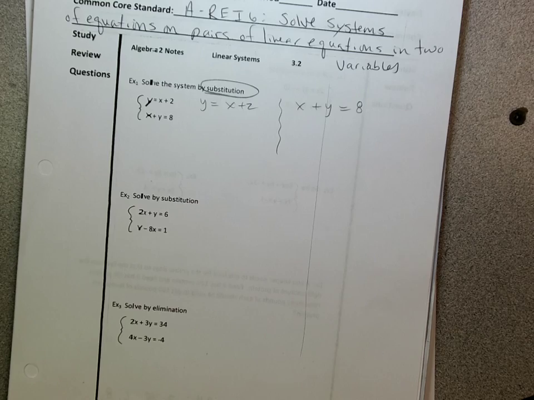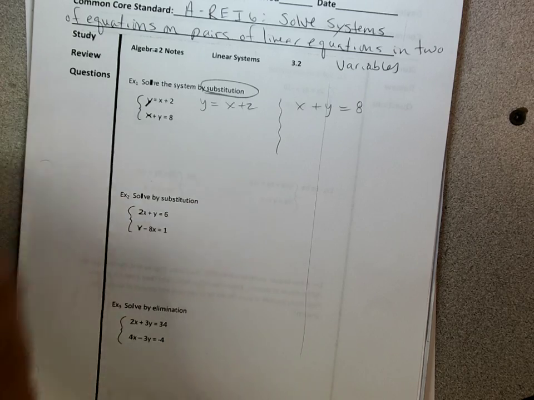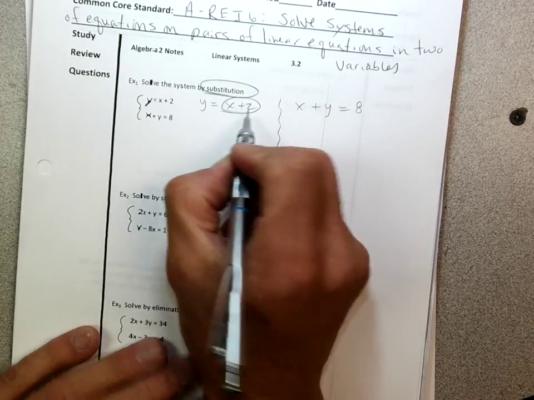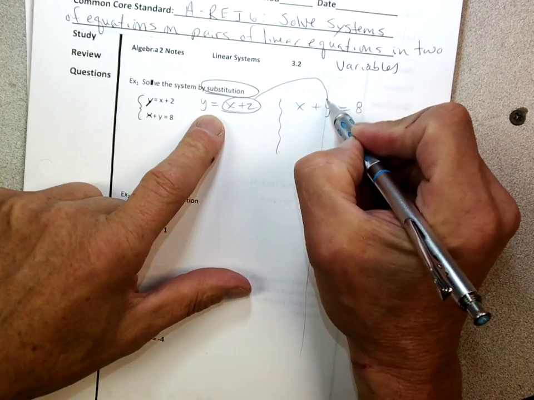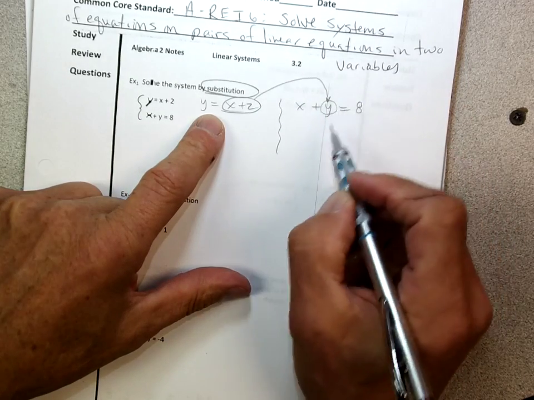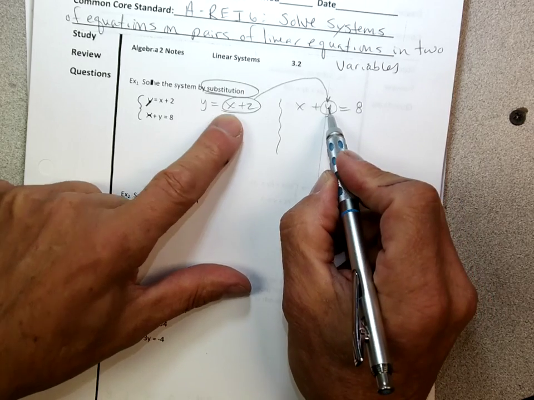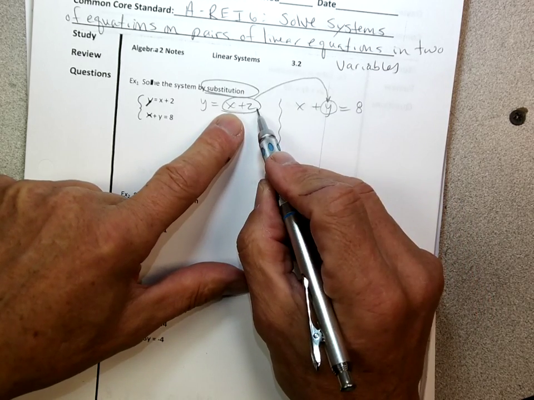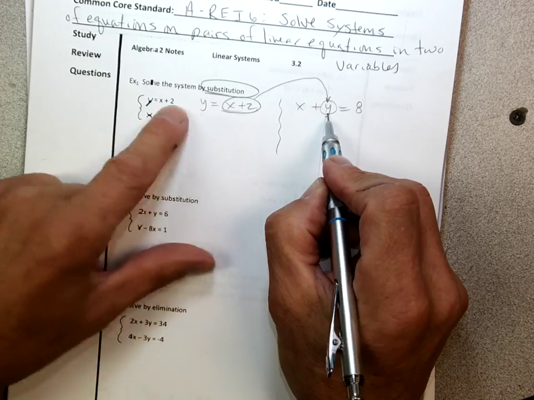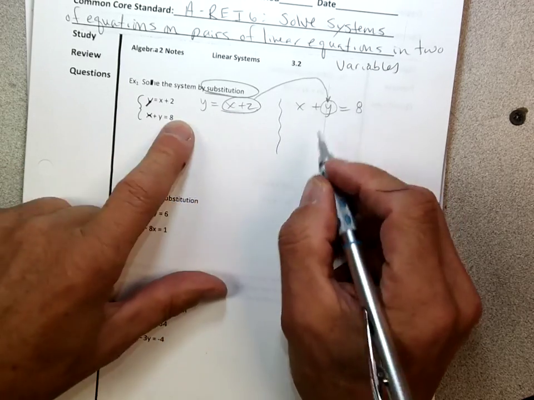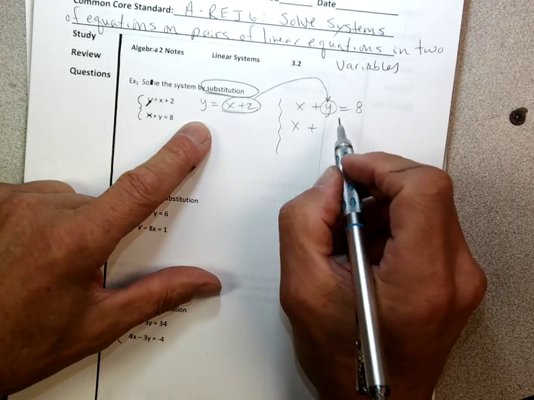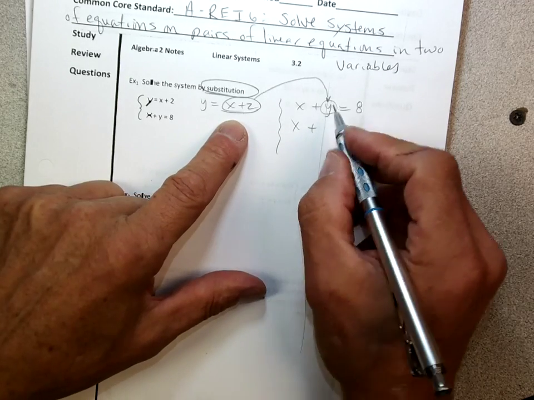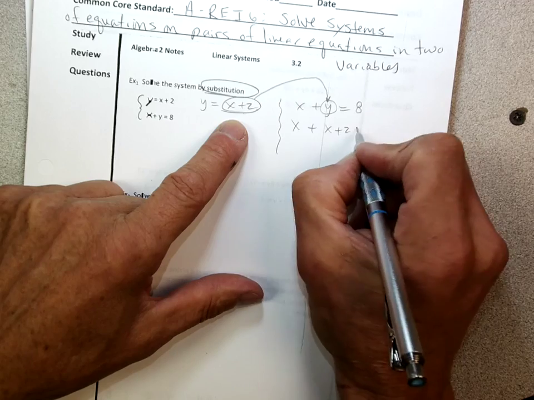So to substitute, I'm going to take my x plus 2, that's what y is equal to in my first equation, and I'm going to rewrite it over here. So instead of writing y, I substitute in its place x plus 2. Okay? So here instead of writing y, I'm going to write what y is equal to, which is the x plus 2. So let me rewrite this equation. I'm going to write this x here plus, but not y anymore, but what y is equal to. X plus 2 equals 8.